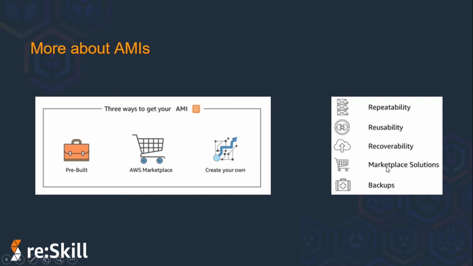Then marketplace solutions, as I told you, multiple third-party software and a lot of AMIs are available here also. Backups, AMIs also provide a great way to backup a complete EC2 instance configuration, which you can use to launch a replacement instance in the event of a failure. Once you have created your EC2 instance and you are working on it, you can take a snapshot of that EC2 instance, convert it to AMI and store it somewhere, so that later if the previous instance has failed, you can launch the EC2 instance from the AMI that you created.